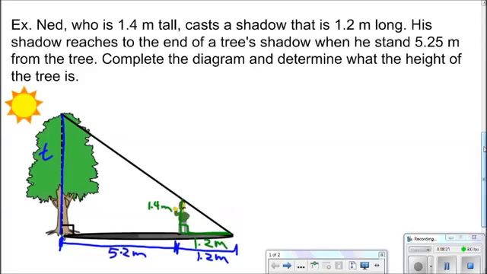If you are going to start using variables, make sure you identify them and what they stand for. So somewhere on here I should have put t equals tree. I didn't do that, so I would lose 0.5. So you want to make sure you do that. So we're going to redraw the triangles again, labeling the important information.